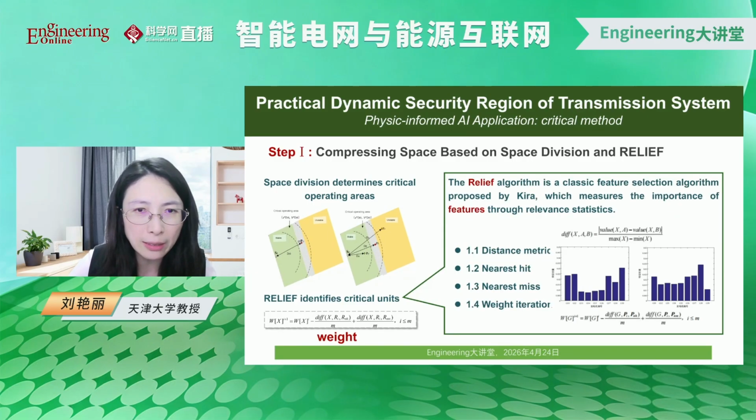And about this part, meanwhile, we are bringing in the relief algorithm. It is a classic feature selection method proposed by Kira, which measures the importance of features through relevance statistics. So that means based on the space division method, that's the straight equation to describe the critical area. And meanwhile, combined with relief, we can shrink down the space to search reliable boundary points.